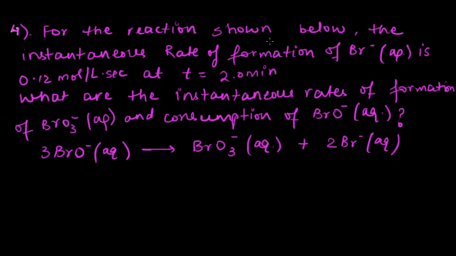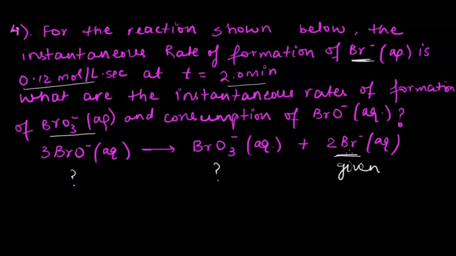Let's take up one last question for the sake of practice. If you're given the question like this, for the reaction shown below, the instantaneous rate of formation of bromide ion is given to us as 0.12 moles per liter second at time equal to 2 minutes. What are the instantaneous rates of formation of bromide with BrO3 negative ion and the consumption of BrO negative? Now from here, when we look into the equation, bromide is given to us. So we are given this. They want us to find out the instantaneous rate of formation of this and the consumption of this.